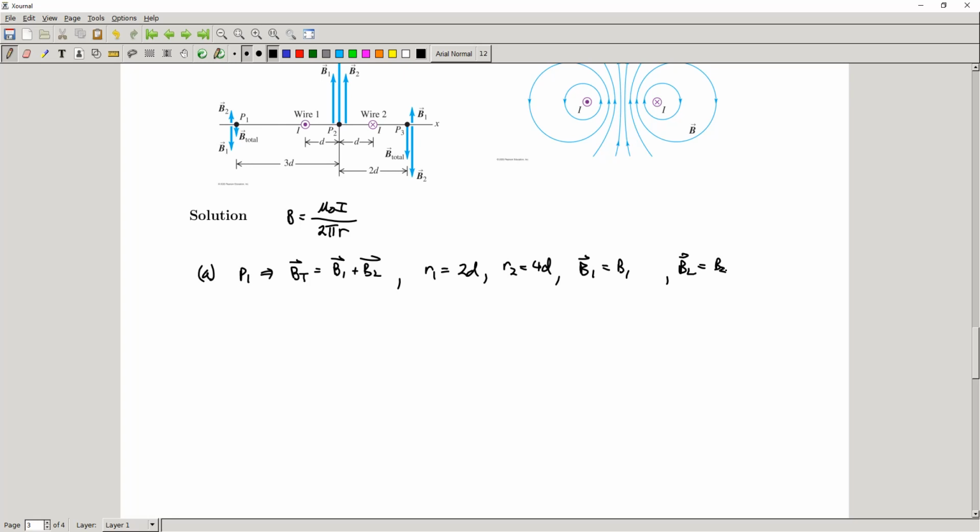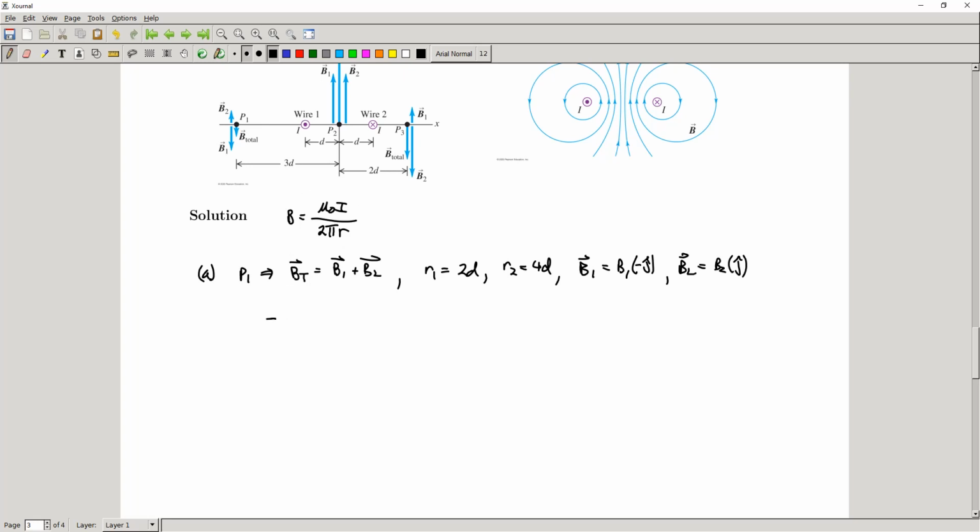So for our B1, how is it going to point? Well, the diagram gives it away, but using the right hand rule with our thumb pointing upward, our fingers are going to curl down in the direction of B1, and B2 will point in this direction. So we're going to end up with a minus j hat for B1, pointing downward, and B2 will be pointing upward in the j hat direction. And with all this information, we can now rewrite this expression using this over here.